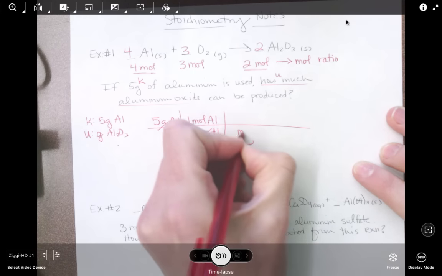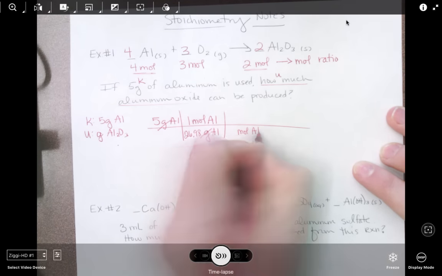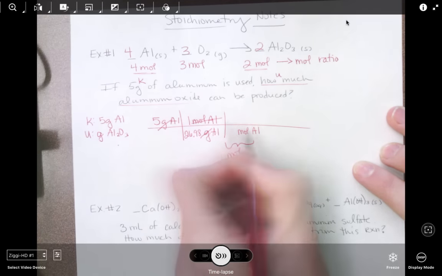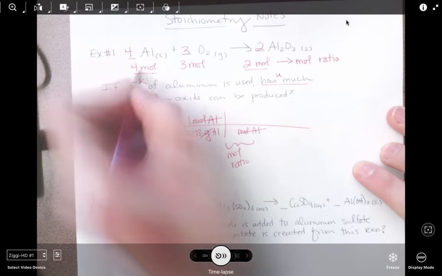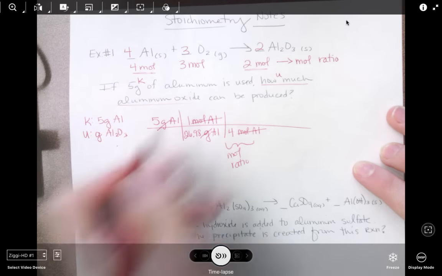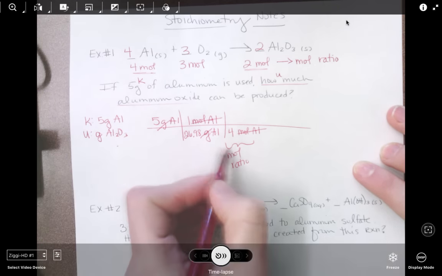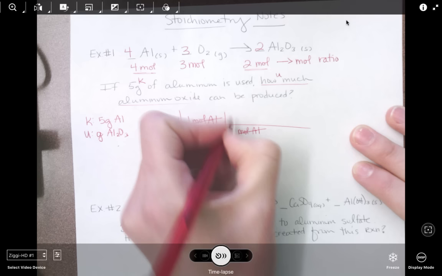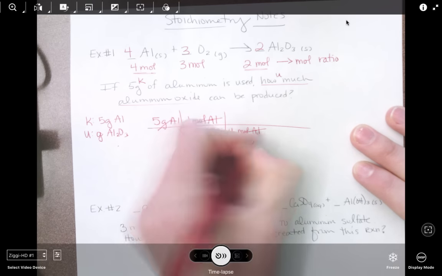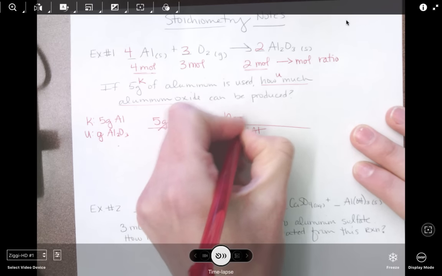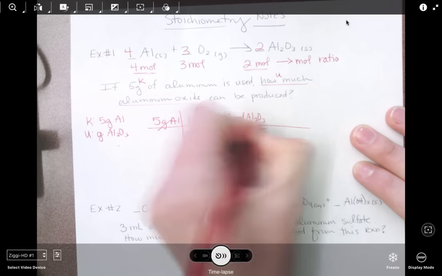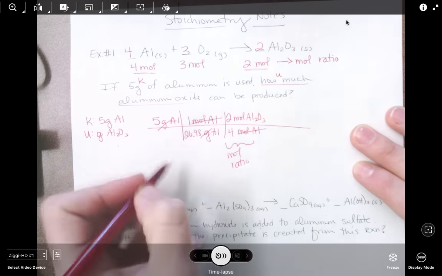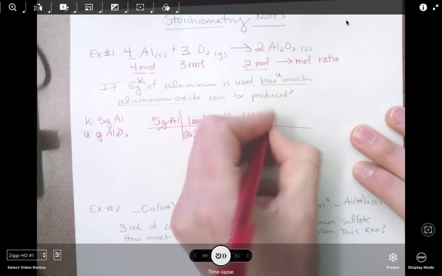I know that moles of aluminum has to go in the denominator because moles of aluminum is in the numerator up here, and I know that there are 4 of them. Well, I want to go into aluminum oxide, and the mole ratio allows me to do that. So for every 4 moles of aluminum, I produced 2 moles of aluminum oxide based on my mole ratio. So now I'm in moles of aluminum oxide.